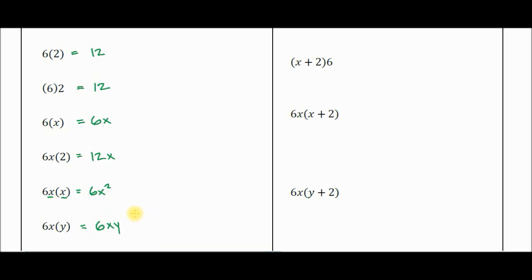Now some students might ask the question, well, Mr. Z, what if I wrote it like this? What if I wrote x, y, 6? Technically, is that the same answer? Absolutely. Multiplication is commutative, meaning we can rearrange the order any way we want, and the answer is the same. The only problem is this is not the normal way to write a math term.